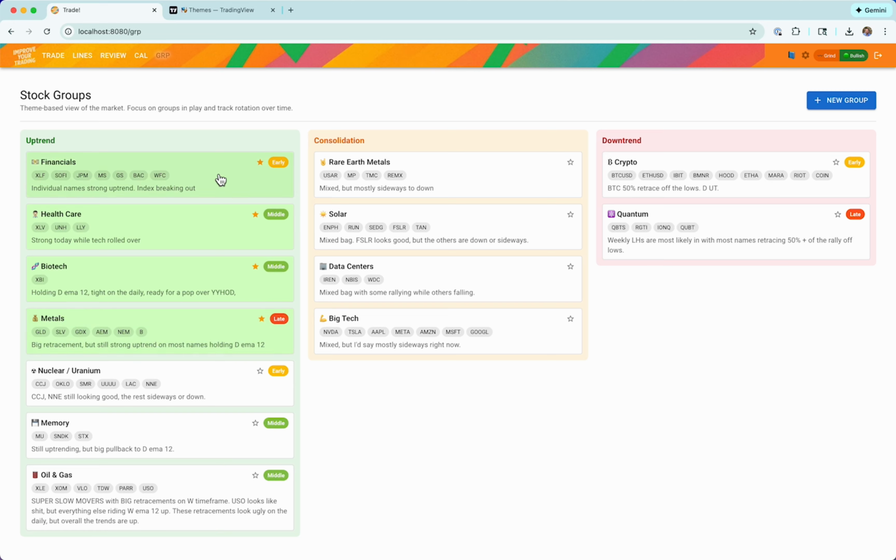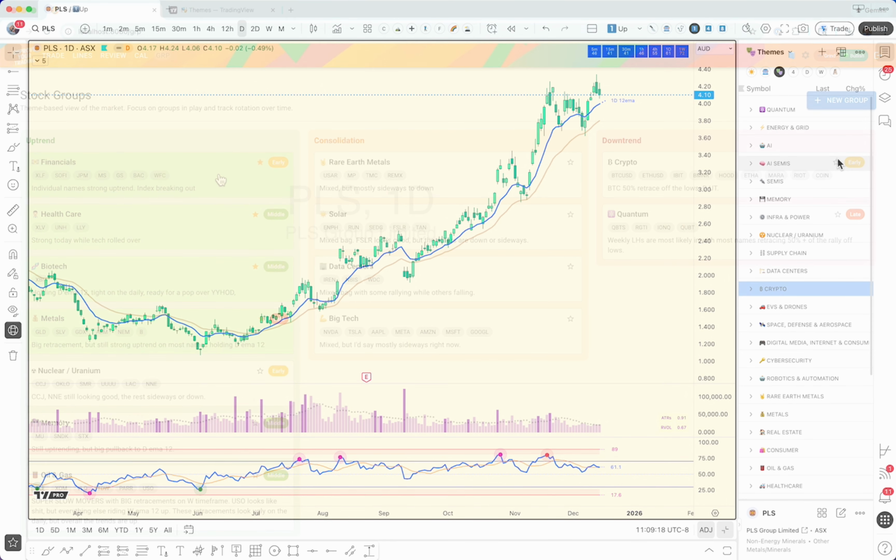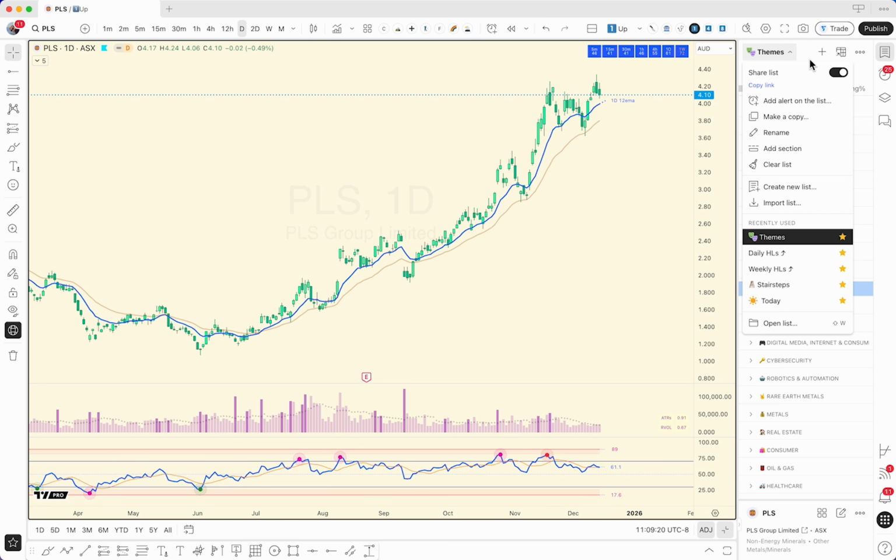And so I'm going to talk through a little bit about how this came together. I have a watch list, for example. That's where everything begins, is in my charting platform. So I use TradingView, and I will flip over to that now. And so here I have a watch list I've called themes.